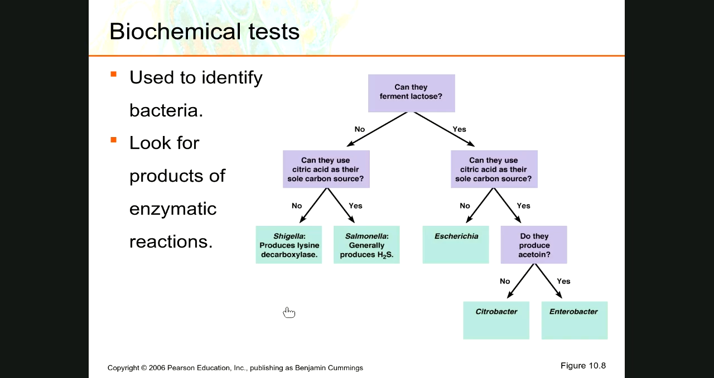So I mentioned a biochemical test, the carbohydrate fermentation. We do use biochemical tests to identify bacteria, and we'll go over a lot of biochemical tests in the future. The idea behind the biochemical test is that you want to determine if an enzyme is present. The way you know an enzyme is present is by finding the end product of the enzymatic reaction. If the end product is being produced, then you know those cells must have that enzyme. So that's the point for biochemical testing, looking for enzymes.